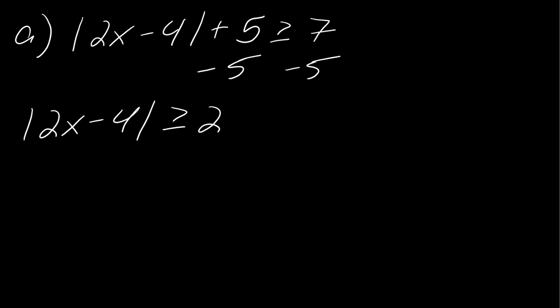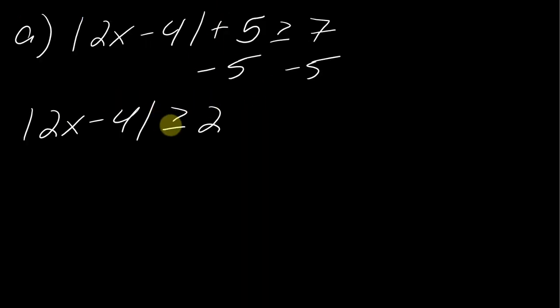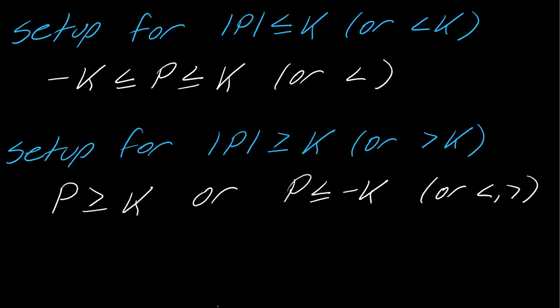And now that I have the absolute value on the left, which is one of the keys, so remember there are two keys when working with these. One is to always have the absolute value on the left side. And the second is that the setup is dictated by which direction your inequality is going. In this case, my inequality is a greater than. So I have really two ways to set these up.